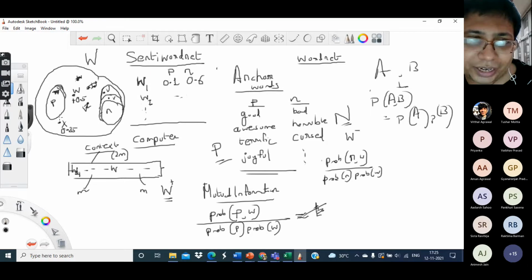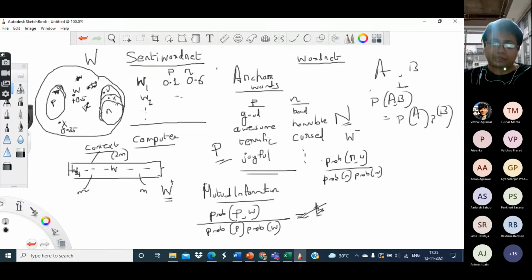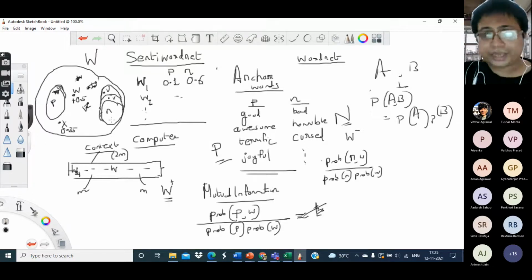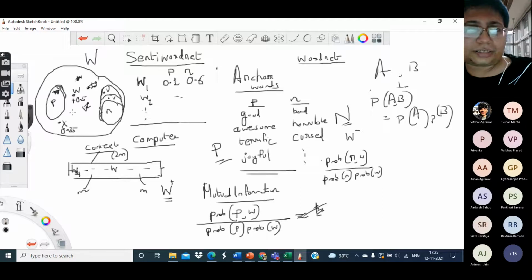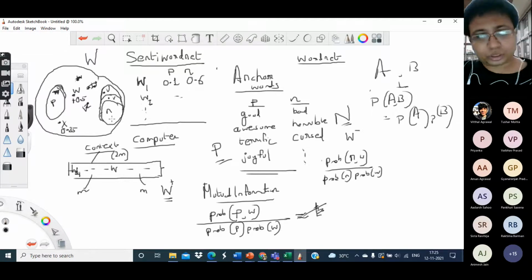This way you keep on expanding your senti-word net by bringing in more words. But as you are doing it, you have to keep in mind that the P scores and N scores you associate with them must also keep reducing. So this is basically the story of how the senti-word net grows.